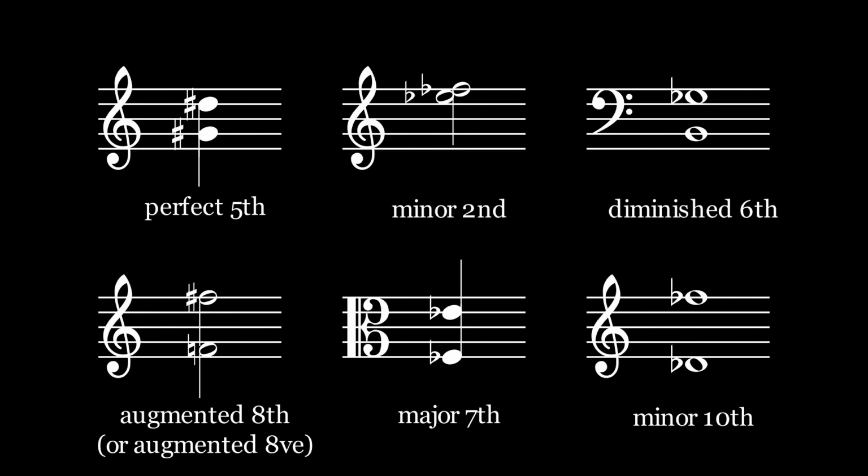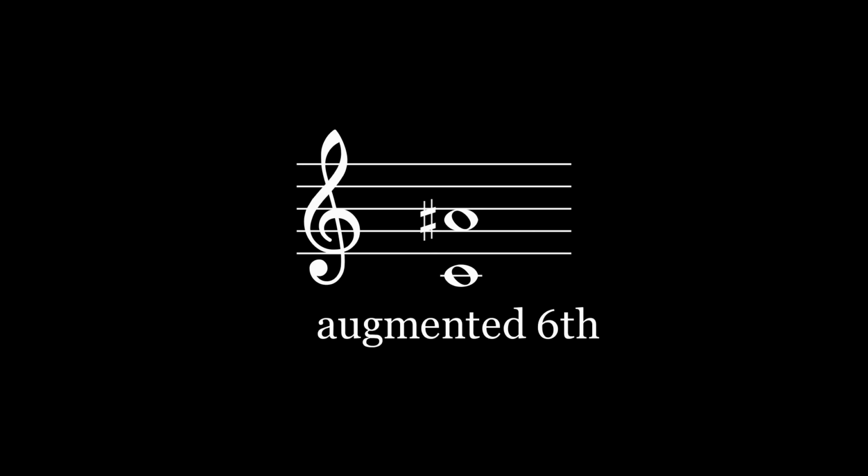By now, you may have realized that this method for classifying intervals, although rather straightforward, is sometimes incomplete. For example, how would you classify this interval? We know that the numeric size is 6. We also know that a major 6 would have A natural as the top note, so A sharp would be an augmented 6. But what about A double sharp?